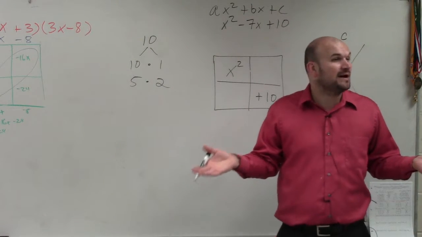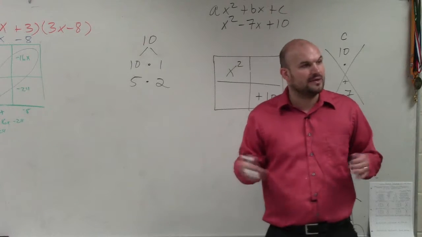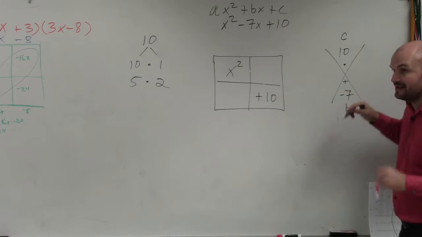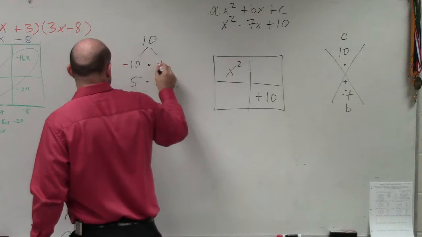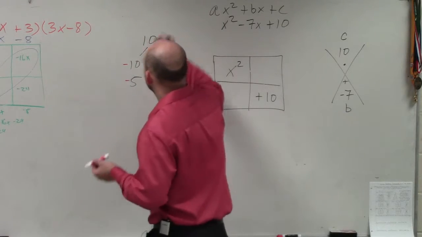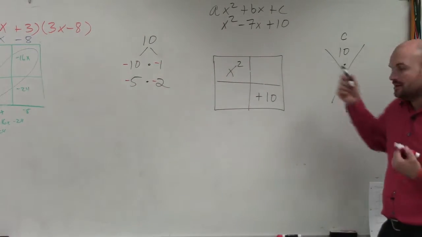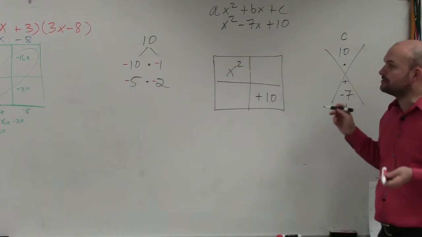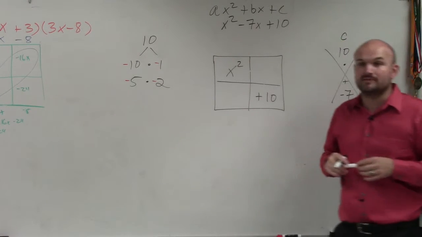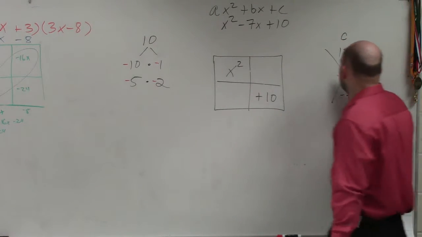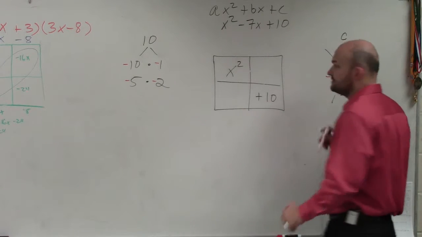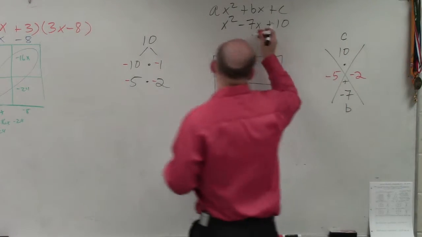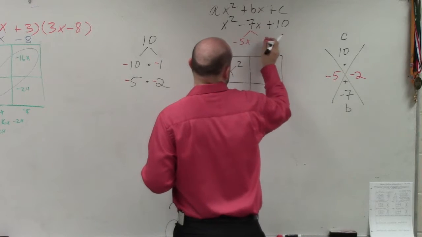Fortunately for us, 10 is not that bad, right? It's only 10 and 1 and 5 and 2. However, if they multiply to give you a positive 10, but they have to add to give you a -7, that means both of the factors have to be negative, right? So always do the factors for the positive, but then look at what they add to and make sure that they're negative. So then, Kayla, the only possibilities that we could possibly have would be -5 and -2.